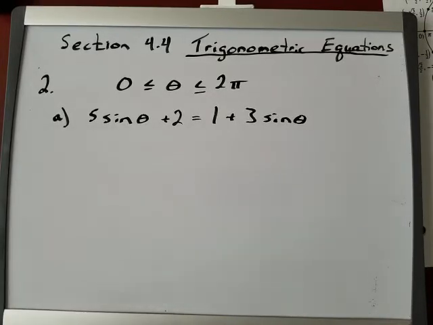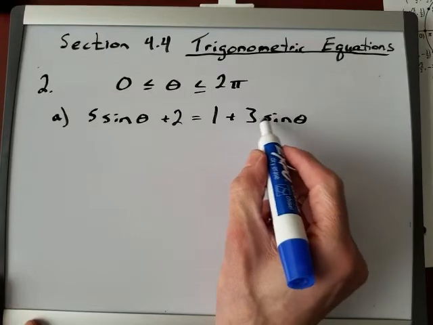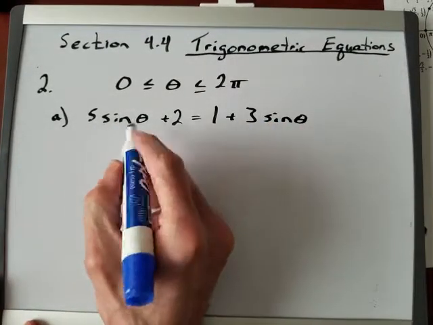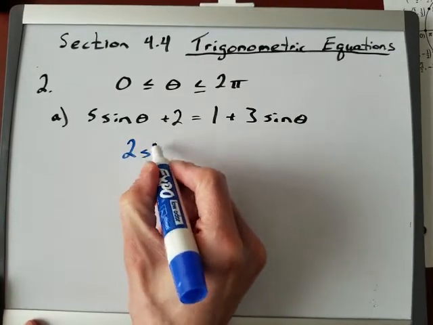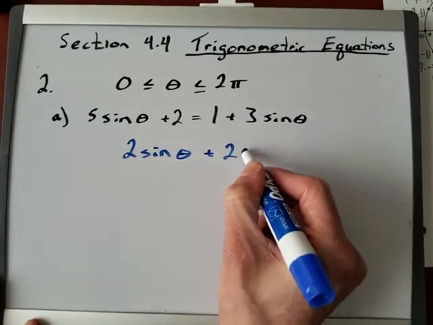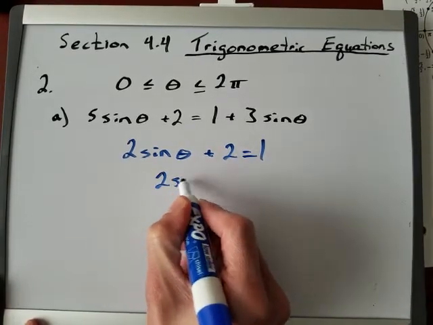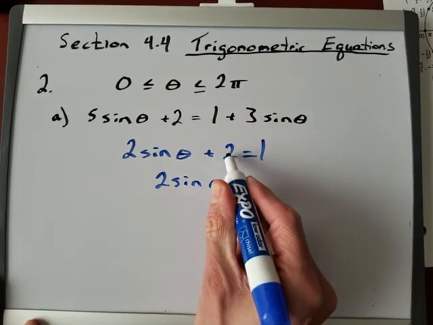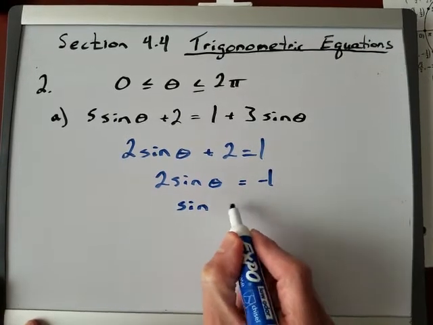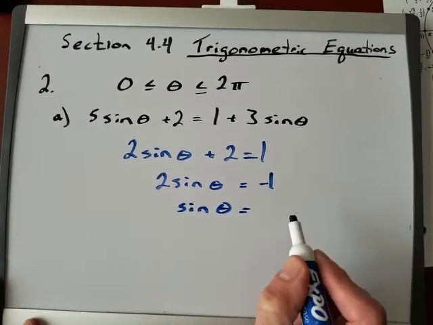So in this very first question, where we've got a little bit more prep work to do, it becomes a matter of analyzing and asking, what should I do? It's going to be to collect your terms. If we have 3 sines on this side and I subtract them over, 5 sines minus 3 sines, we only have 2 sines. And then we have a plus 2 equals 1. I'm going to subtract this 2 over to the other side, and I'm going to divide both sides by 2 now. It's like a reverse order of operations.